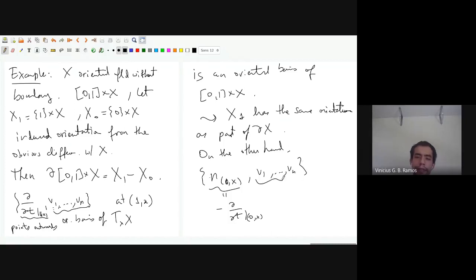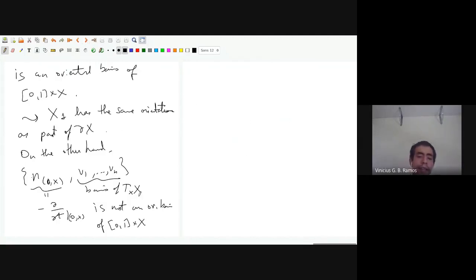And then I complete this with a basis of T_x X. This is not an oriented basis of [0,1] x X. So that means if I want an oriented basis of [0,1] x X, I have to change this one. So that means that the orientation of x0 as part of the boundary is the opposite.